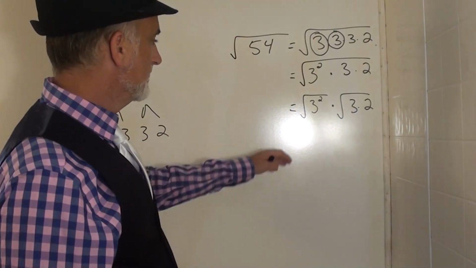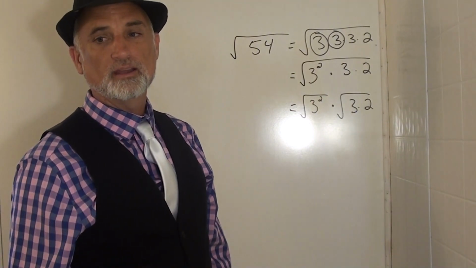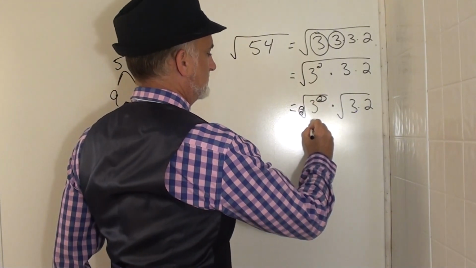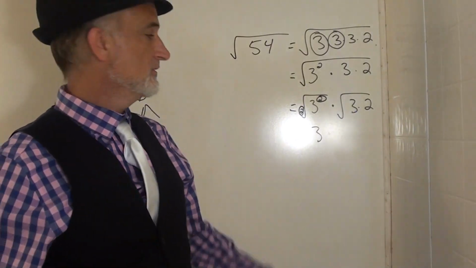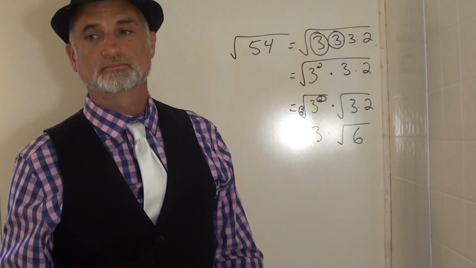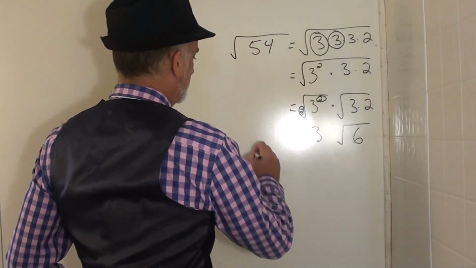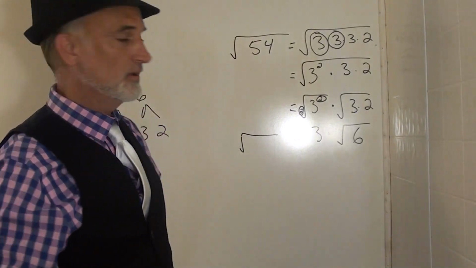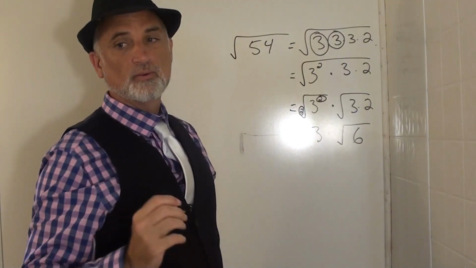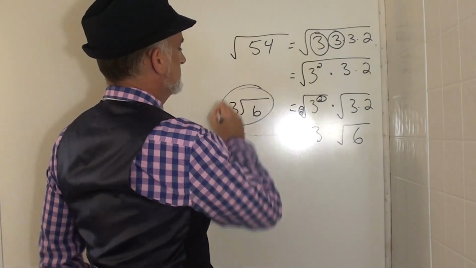So we know these cancel out, remember? The square root and the square cancel out. So we got 3 times, and then 3 times 2 is 6, so we got the square root of 6. And so we would write the square root of 54 as 3 times the square root of 6.